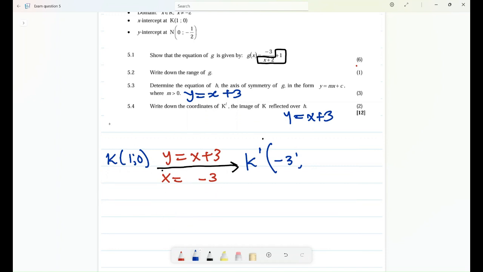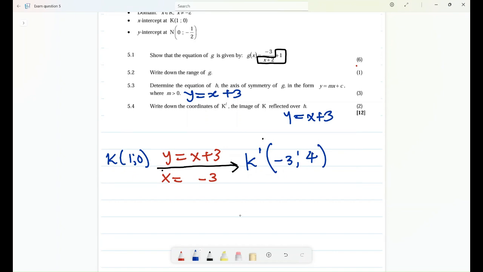Then when you want the y value of k prime, you substitute x as whatever the x value of k is there. Then you substitute x as how much? As 1. So you're going to say y is equal to 1 plus 3. How much do you get? You get 4. So the value here is negative 3 and 4. All right? That's how you find your values there.